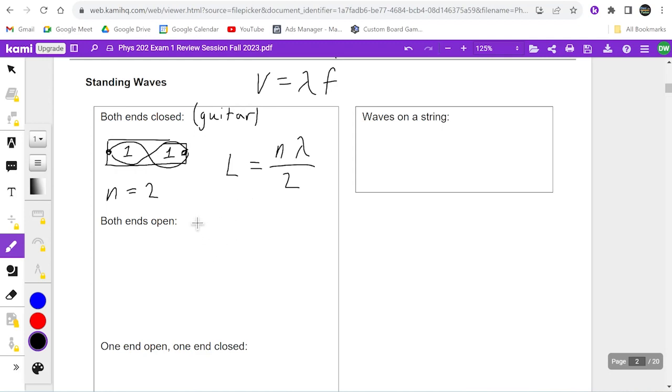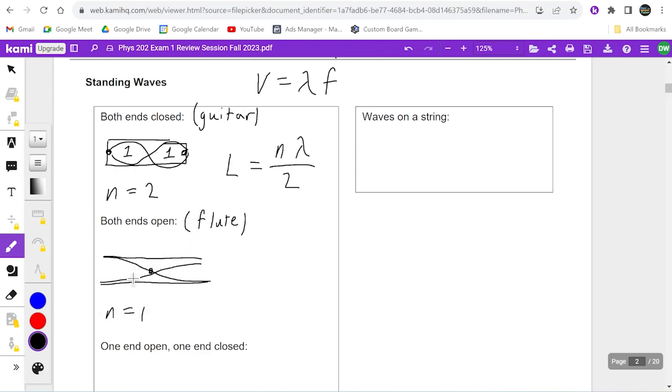Next, we have the both ends open. This is like any woodwind instrument. I'll put a flute as our example. You imagine it just as air passing through holes in a pipe. And so for that reason, the diagram will look something like this. This time I'll just draw the first harmonic, which looks like this. This is n equals 1.